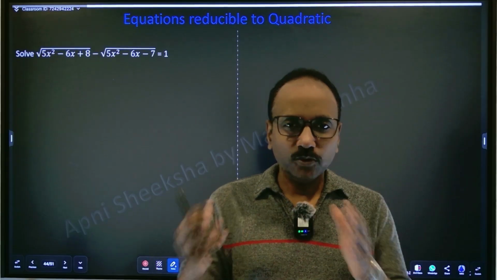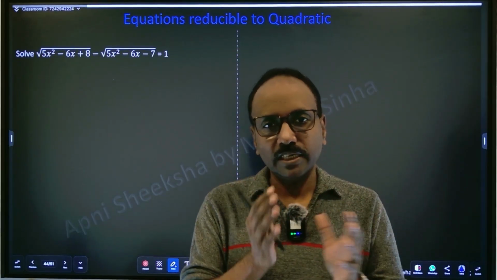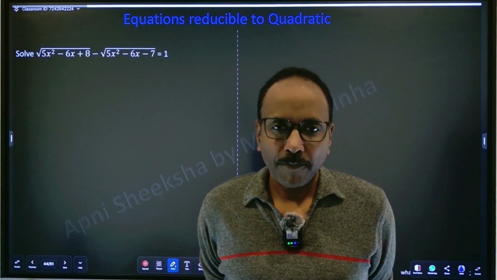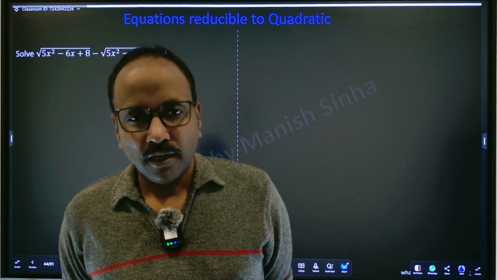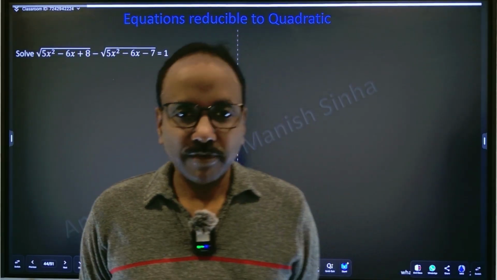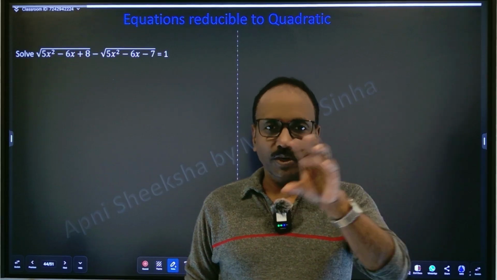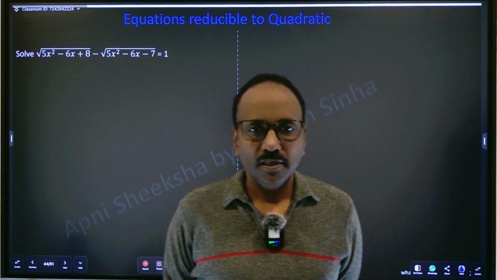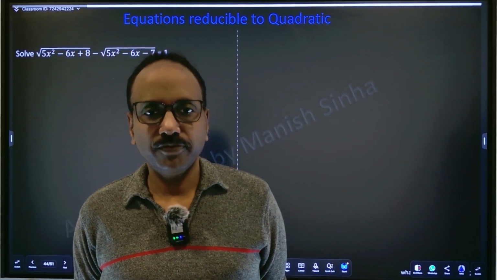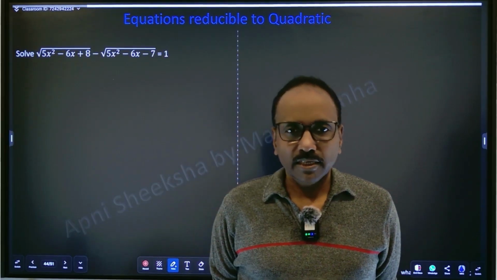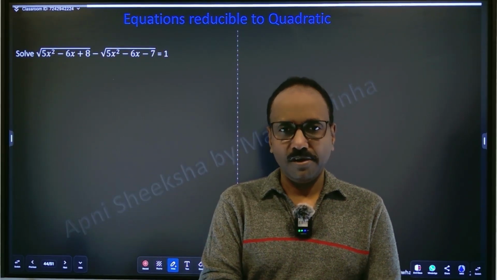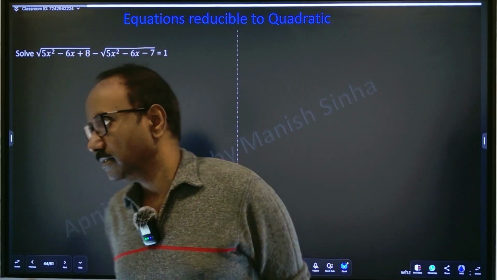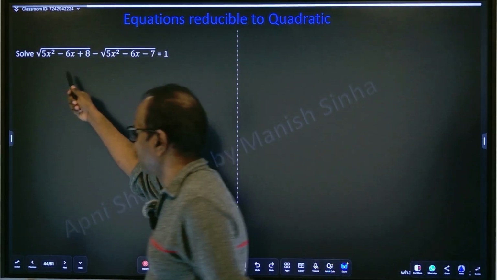So the way to make it simple is to reduce the equation to a quadratic, get the value, and then put the function which we have assumed, that this is equal to this, and from there you get the final answer. So a few examples are good for getting a feel and concept of equations reducible to quadratic. So first question is this.